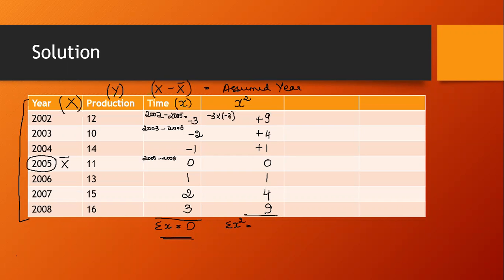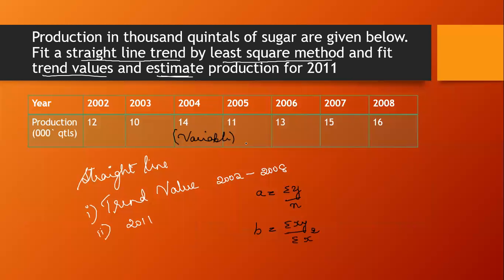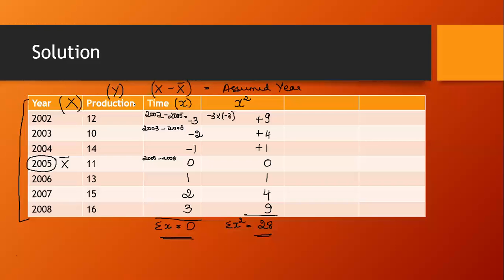Total this. Yes, good, good. You are getting 28. That is correct. 28. Okay, that is x square. Also, we want summation y. Summation y means the production we have. Production we have noted as y. Find the total of that summation y. How much will you get? Total of y, that is total of production. Are you getting 91? Yes, good, Parveen. 91. So you are getting 91.